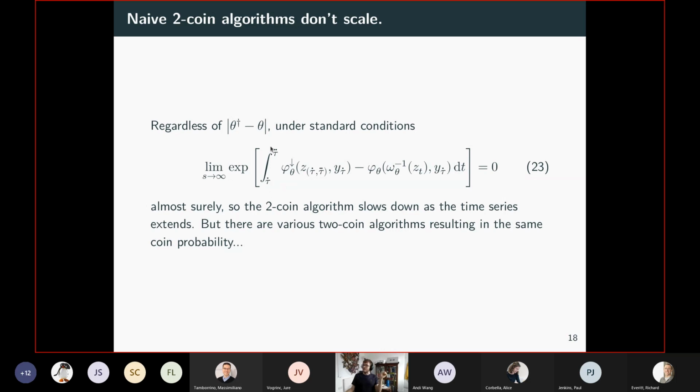So actually, I've got the wrong limits on the integral here. Think of the lower limit being 0 and the upper limit being f. And if you increase f, then this probability is going to go to 0. And this applies both for theta and theta dagger. So as you increase f, the two-coin algorithm is going to slow down further and further. And well, increasing f corresponds to, for example, tacking on more observations onto the end of your time series.